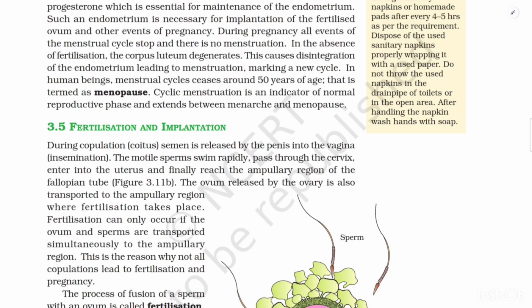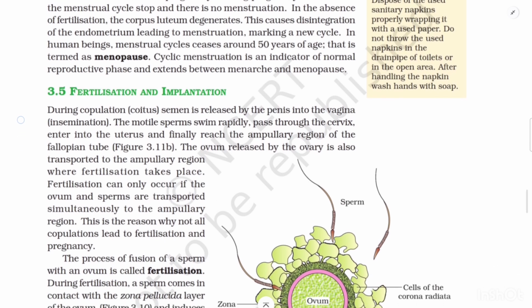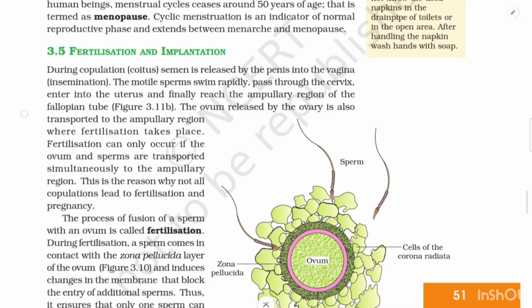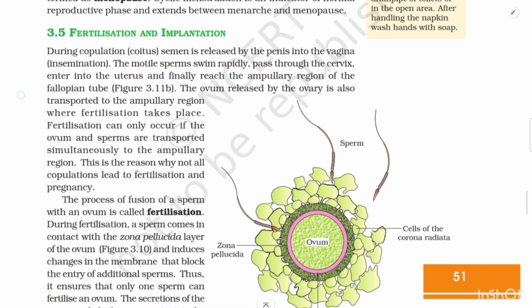During pregnancy, all events of the menstrual cycle stop and there is no menstruation. In the absence of fertilization, the corpus luteum degenerates. This causes disintegration of the endometrium, leading to menstruation, marking a new cycle. In human beings, the menstrual cycle ceases around 50 years of age. That is termed menopause. Cyclic menstruation is an indicator of the normal reproductive phase and extends between menarche and menopause.